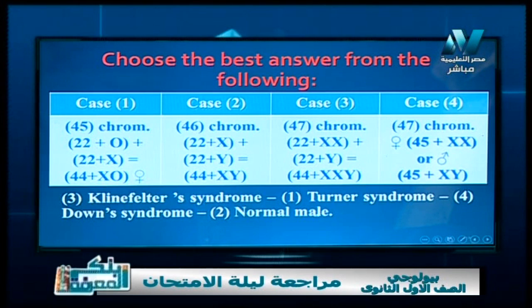And what is the normal male? Yes, it's case number 2. Case number 2 is normal because this individual has 46 chromosomes and the resulting chromosomes are 44 autosomes plus XY, which is a normal male. So in each case, you have to think about the total number of chromosomes and the structure of the chromosomes, or the number of autosomes and the sex chromosomes.